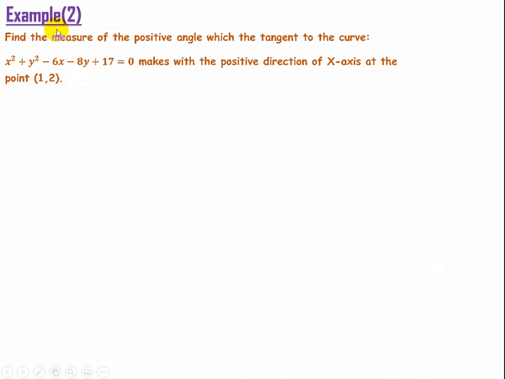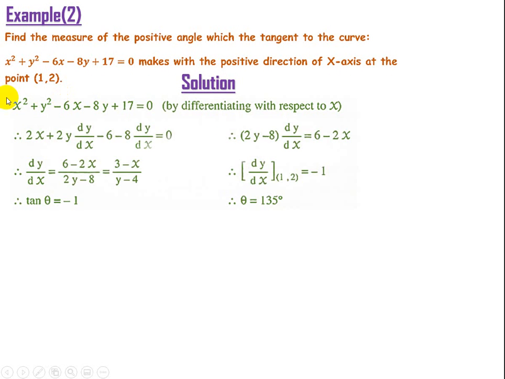Example number 2. Find the measure of the positive angle which the tangent to the curve x^2 + y^2 - 6x - 8y + 17 = 0 makes with the positive direction of the x-axis at the point (1, 2). First of all, I will differentiate with respect to x. So it will be 2x + 2y dy/dx - 6 - 8 dy/dx = 0.